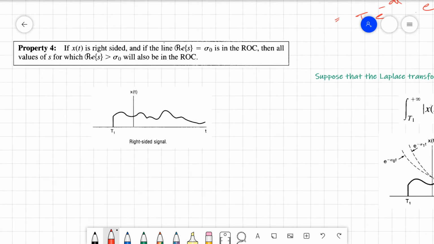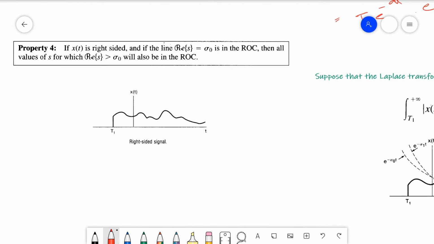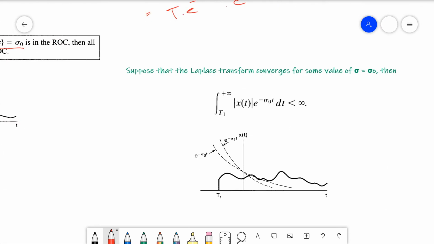If we take x(t) to be a right-sided signal, which means that the signal will be defined after some specific time, let's suppose t1 here, and its value will be 0 prior to this time, and there exists a sigma naught in the region of convergence, all the values of s for which sigma is greater than sigma naught will also be in the region of convergence. So let's explore this concept here.